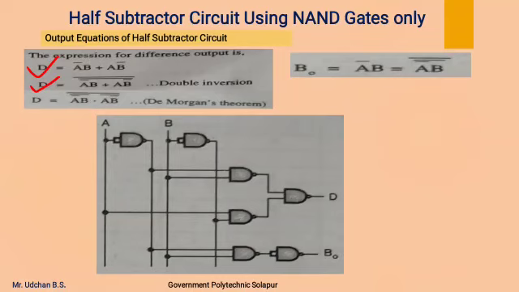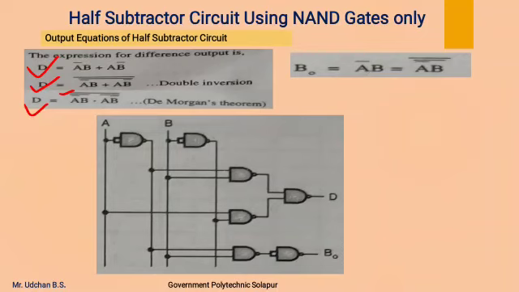Now using one inversion, we are going to convert a plus operation into a dot operation by applying De Morgan's theorem. So the equation will reduce to A bar B complement into A B bar complement, and its whole complement. From this we can draw the logic diagram using NAND gates.